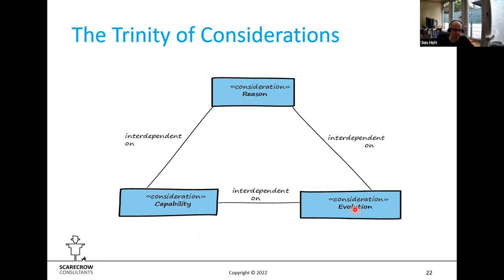Now, I'm going to focus today on this one, on the reason, because these two, I'll mention them briefly, but these two were actually the subject of the two previous presentations that I've done. So the first one was all about the evolution, I believe, and the second one was all about the capability. So I will make reference to those and give you a quick summary of what we spoke about. But today, what I want to talk about is this.